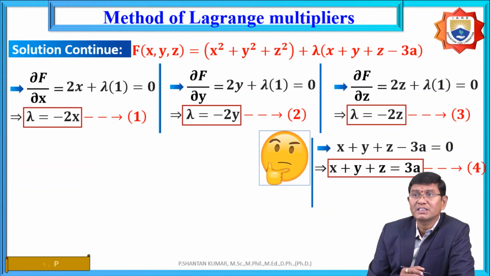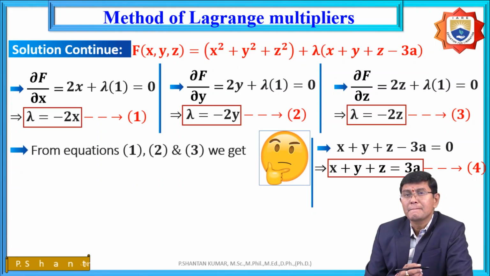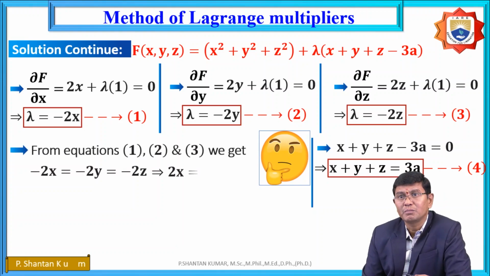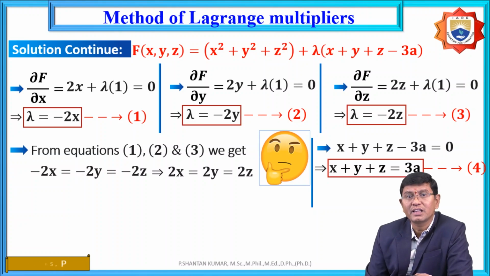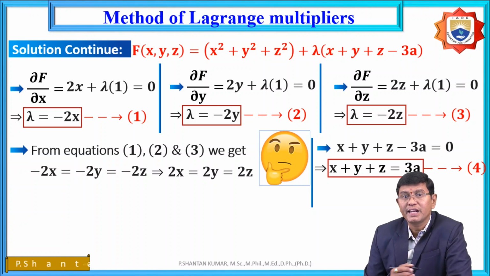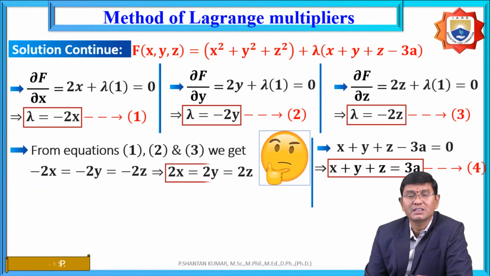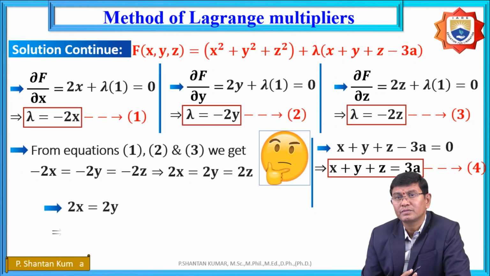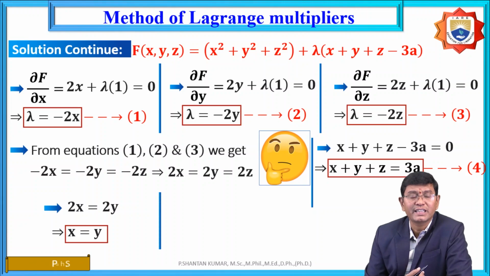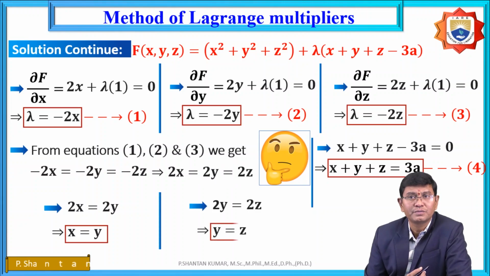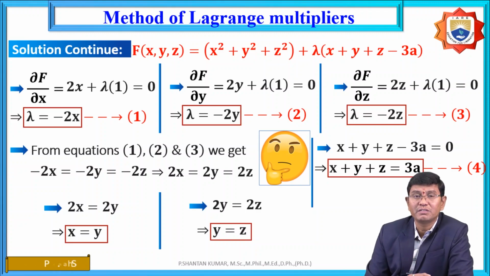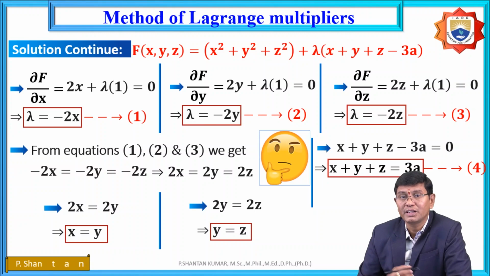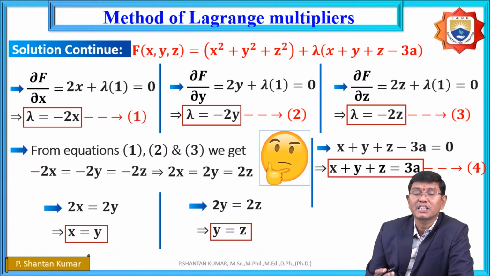While observing the first, second, and third equations, we compare the first and second, for example. Why? Because the first, second, and third equations all equate lambda, so we equate the three equations. Comparing the first and second, 2x = 2y, so x = y. Similarly, comparing the second and third, y = z. Therefore, x = y and y = z. That means with the help of these two equations, we use the fourth equation to find x, y, z.